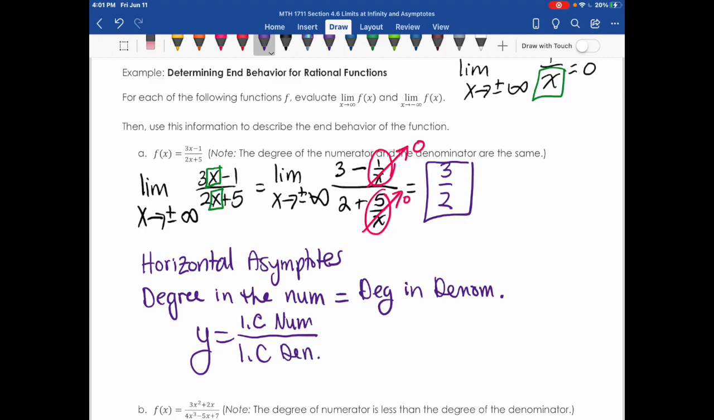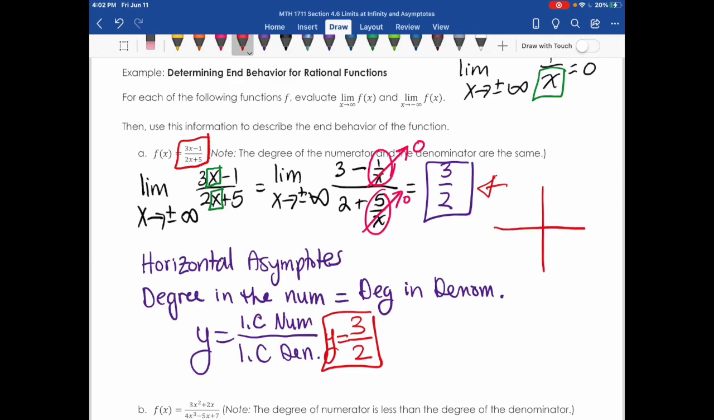And in this case, if you look at the function, the leading coefficient of the numerator is 3, and the leading coefficient of the denominator is 2. So my horizontal asymptote is going to be 3 halves, which is exactly what we got here. Now, when you look at the graph of this function, you're going to get a picture that looks like this. And you're going to have a horizontal asymptote at y equals 3 halves.